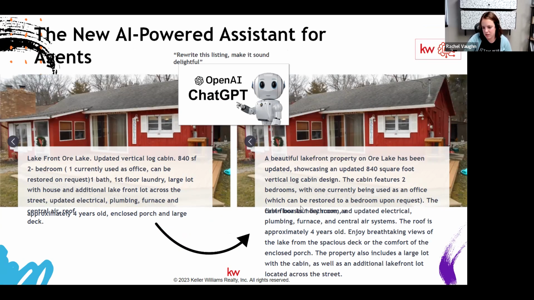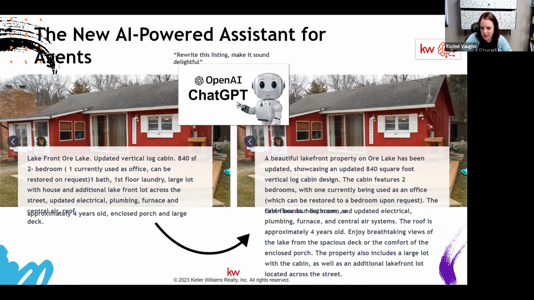I apologize, this verbiage got written over somehow, so it's not as pretty looking. So what you're going to do is write in ChatGPT: lakefront or lake, updated vertical log cabin, 840 square feet, 2-bedroom, 1 bath, first floor laundry, the list goes on.